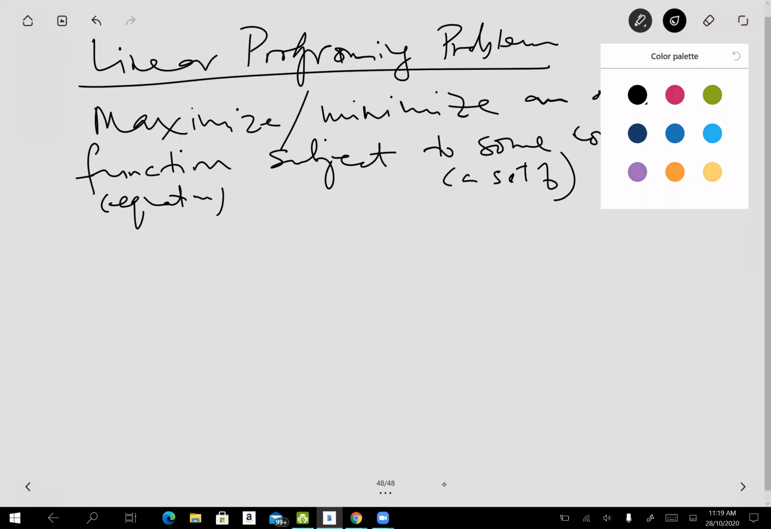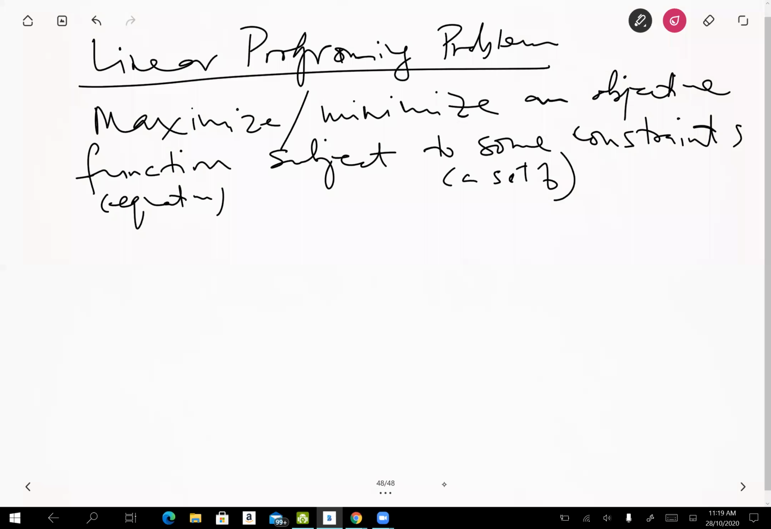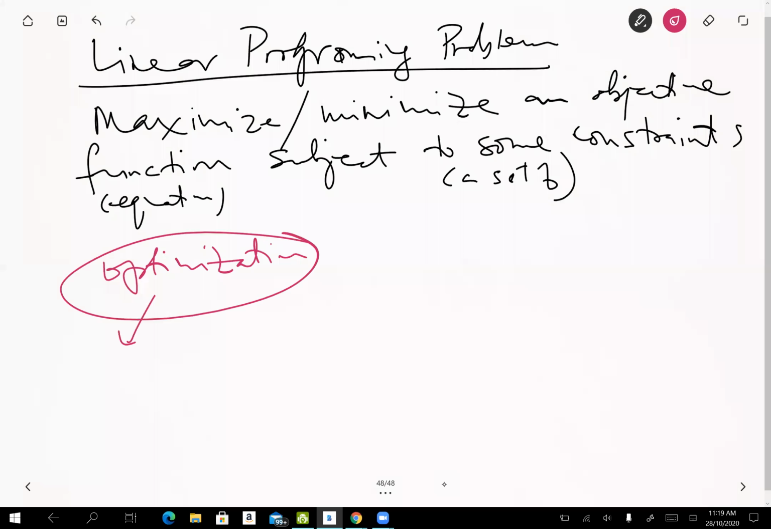Now let's look at this definition in more detail. Here you have an optimization problem. It's optimization because you want to maximize or minimize subject to certain limitations. Let's say you have to maximize, but you are faced with some constraints or limitations, or you want to minimize. So that is optimization. You are not just going to maximize absolutely. You're going to maximize subject to constraints. So that is our linear programming problem.